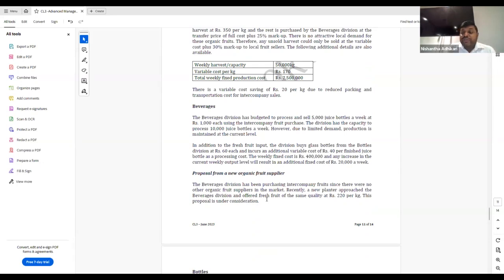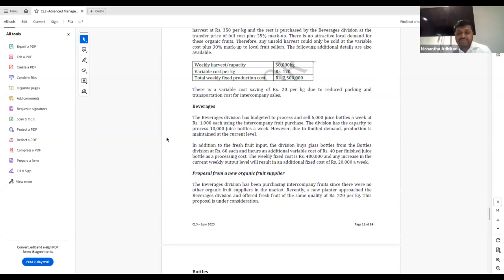Proposal from a new organic fruit supplier. The beverage division has been purchasing intercompany food since there were no other organic fruit suppliers in the market. Now the market has taken that out, therefore they will purchase internally. But recently, a new plant approached the beverage division and offered fresh fruit of the same quality at 220 per kilogram. This proposal is under consideration.